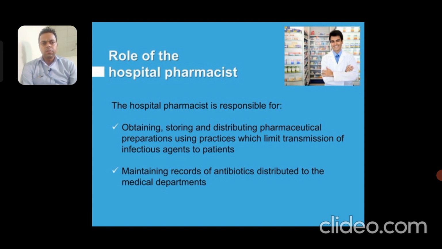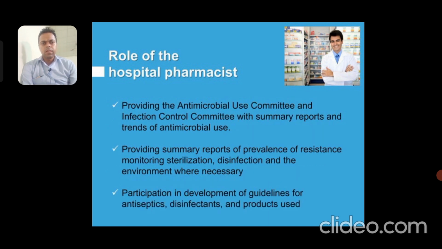The role of hospital pharmacists is also very necessary to prevent hospital acquired infection by obtaining, storing and distributing pharmaceutical information using practices which limit transmission of infectious agents to the patients, and maintaining the course of antibiotics distributed to the medical departments, providing the antimicrobial use committee and infection control committee with summary reports and trends of antimicrobial use, providing summary reports of prevalence of resistance, monitoring sterilization, disinfection and the environment where necessary, and also participating in development of guidelines for antiseptics, disinfectants and products used.